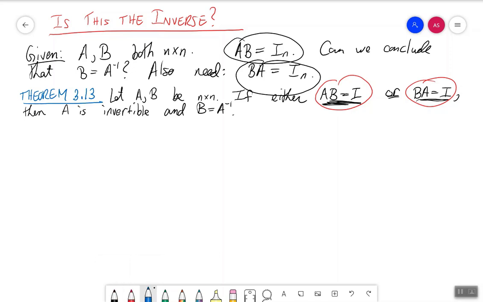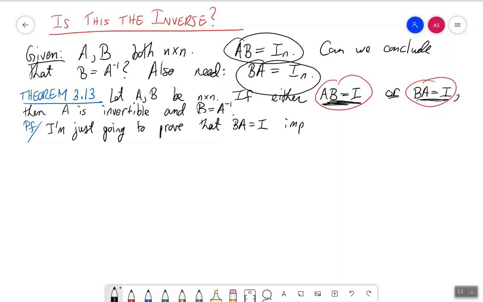Let's prove this. Proof. I'm just going to prove that BA equals the identity implies AB is the identity. Doing the other direction, that AB is the identity implies BA is the identity, is similar. Suppose that BA is the identity.